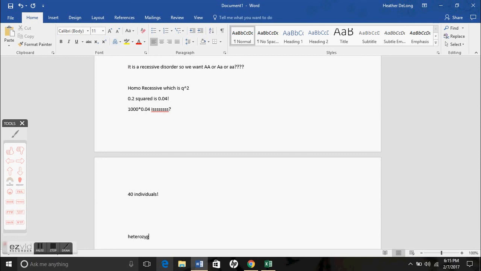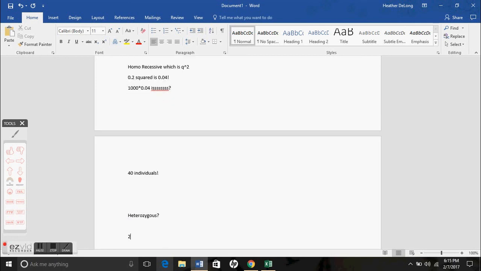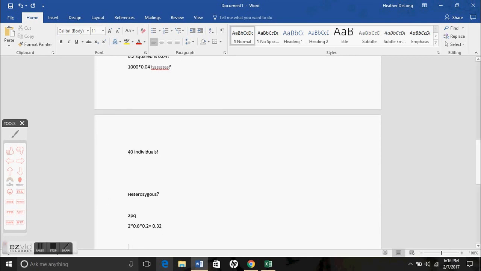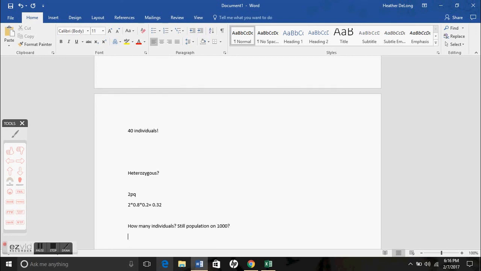For the last part, I want to know, what if I was looking at a heterozygous individual, or the individuals that were carriers? For heterozygous, I'm looking for 2PQ. So the simple math is 2 times P, which we identified earlier as 0.8, times 0.2, which we identified as Q. That gives me 0.32. Looking again, how many individuals are going to be carriers in my population? 0.32 times our 1,000-member population gives me 320 individuals that are diagnosed as carriers.